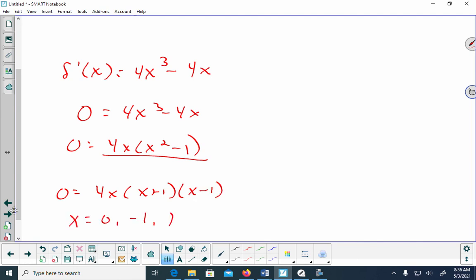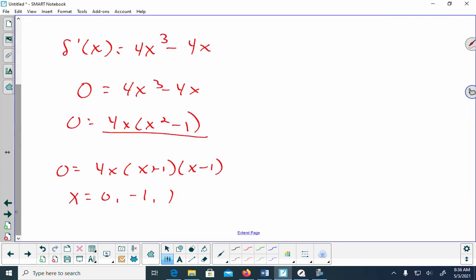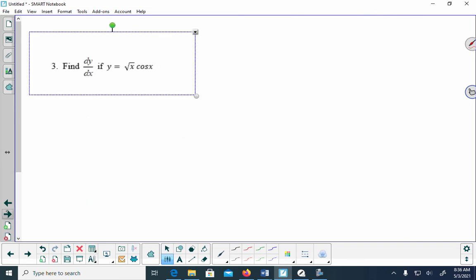And that's all it wants, is the x values. It does not want the point. But be careful. If it wants the point, make sure you go and substitute the 0, 1, and negative 1 back into the original equation to find the point if it asks you to find the point. The next one says find dy dx, which means the derivative, when y is equal to the square root of x times cosine of x.